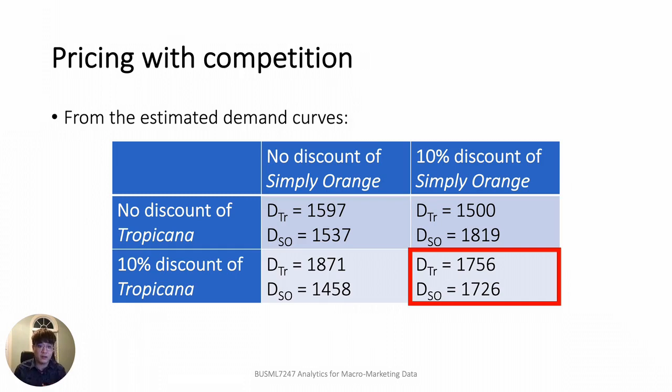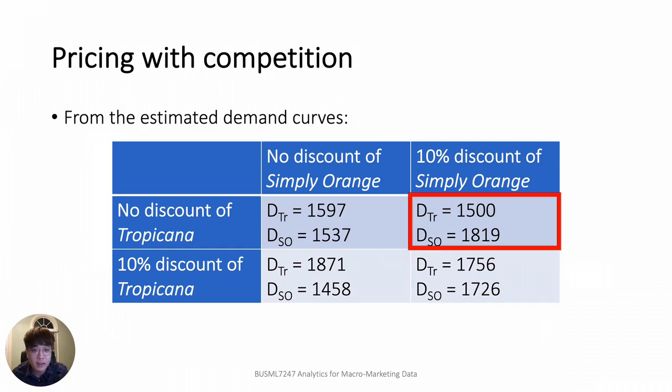In the cell of the second column and the second row, the demand for the brands are calculated when both brands cut the price by 10%. Due to the price cut, demand for both brands increases. In the cell of the second column and the first row, we have demand quantities when only Simply Orange cuts the price by 10%. Due to the price cut, demand for Simply Orange increases, and the demand for Tropicana decreases compared to the no discount scenario because of brand switching from Tropicana to Simply Orange.